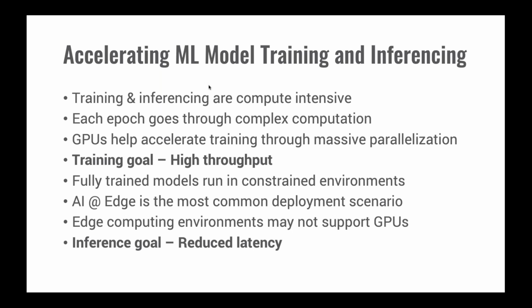So to summarize, the goal of training is to achieve higher throughput, while the goal of inferencing is to reduce the latency, which means when there are fast moving objects that are captured by the camera, and if there are objectionable objects or objects that you want to identify and raise an alert, you need to do that as soon as possible. And that is what is now referred to as reduced latency with inferencing. So these are the two aspects, and there is a need to accelerate both the ML training and inferencing.